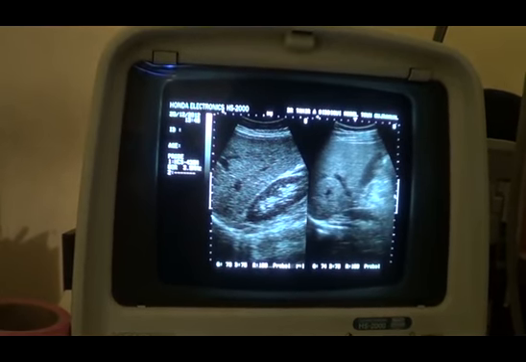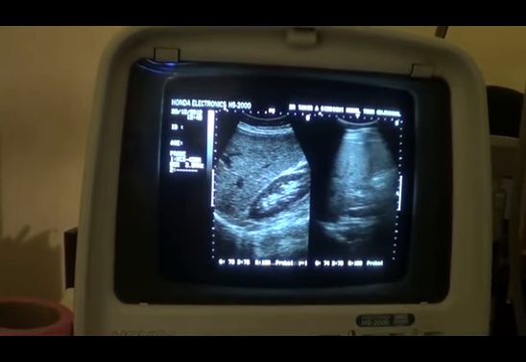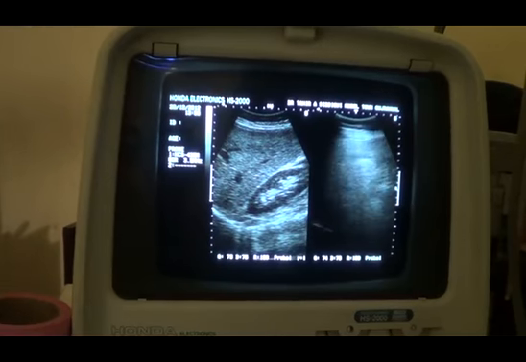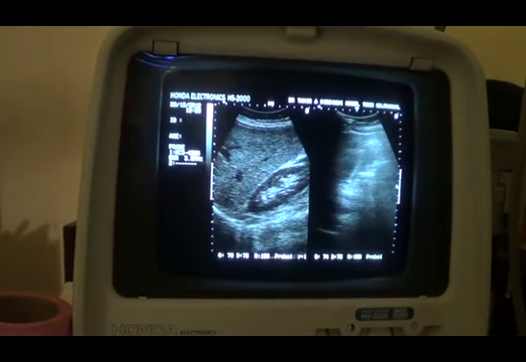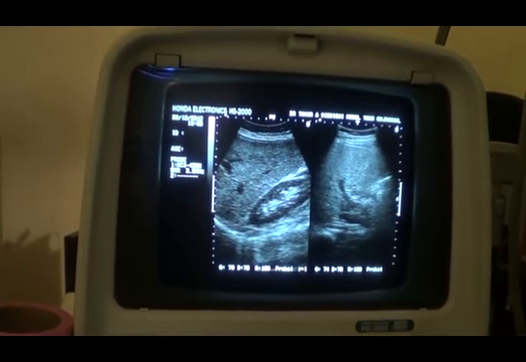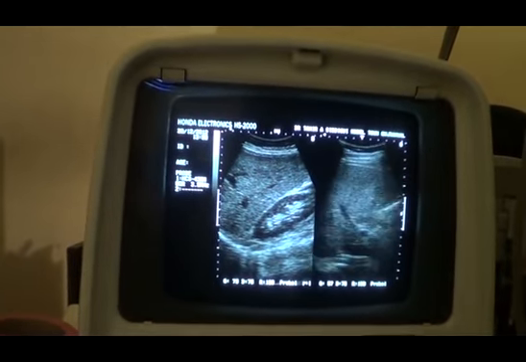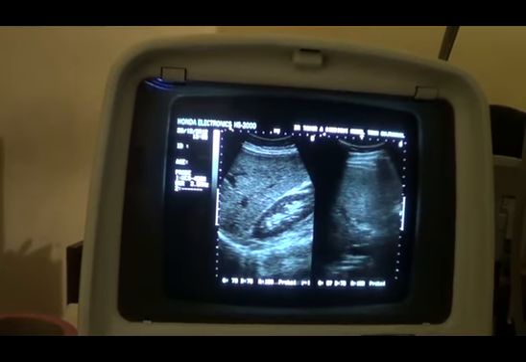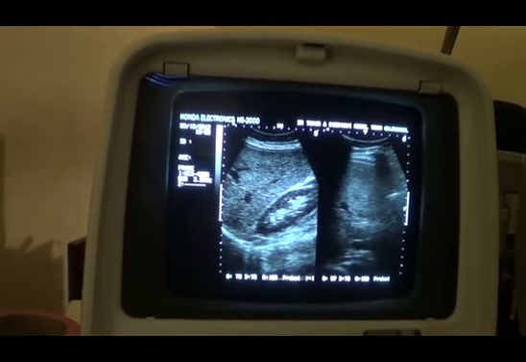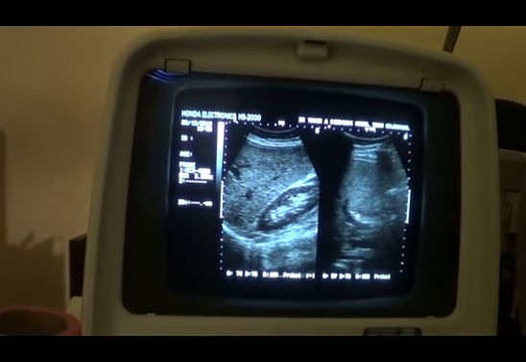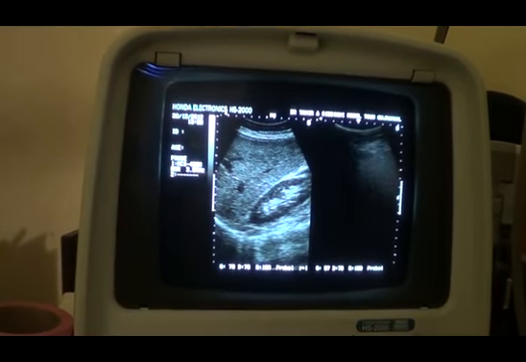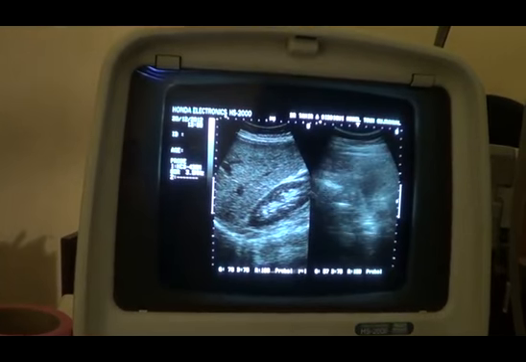Now see that the periportal echoes are not that prominent as we see in normal persons. This is the portal vein. And you can see that the periportal echoes are less as compared to a normal person.